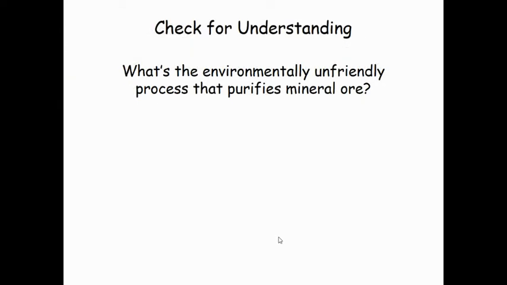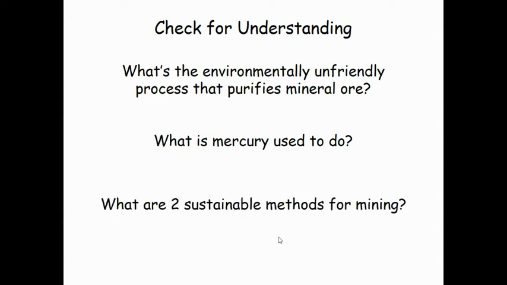Please use this as an opportunity to do some practice. What's the environmentally unfriendly process that purifies mineral ore? You might want to take a look back at the bullets for number 9. Yeah, that's called smelting. What is mercury used to do? You might want to take a look at number 10. So obviously it's a toxic metal, but it's used to separate gold from the ore.